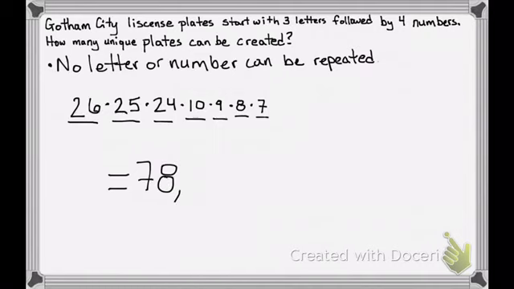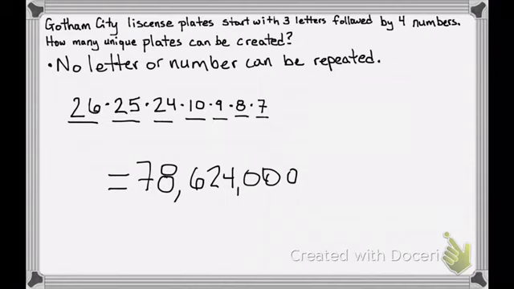We still have 78,624,000 different license plates that we could create. Now this is way smaller than the other number. 175 million is what we had before. So we lose almost 100 million license plates simply by saying a letter and a number can't be repeated. That can drastically change and alter a problem depending on the rules and the stipulations for the counting principle.